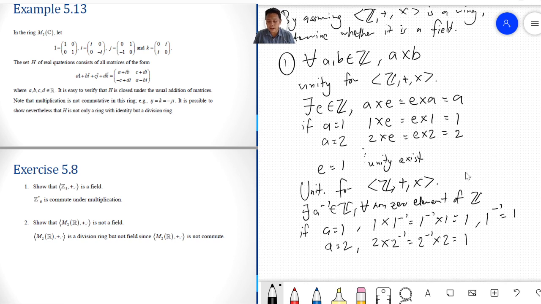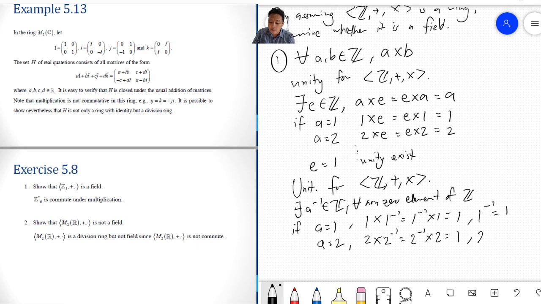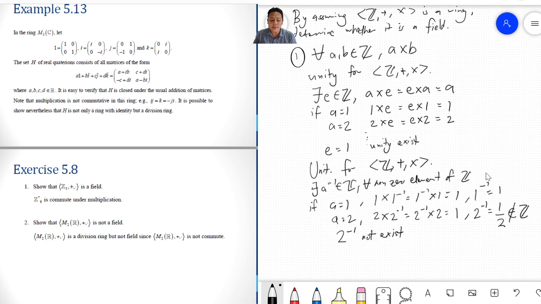What will be the inverse of 2? Based on the properties of algebra, the inverse of 2 is 1 over 2. However, 1 over 2 is not an integer. The unit does not exist for 2 in the domain of integers. The unit of 2 does not exist. And this one counterexample you can follow. There is no unit for 3, there is no unit for 4, there is even no unit for -1 and -2 as well.